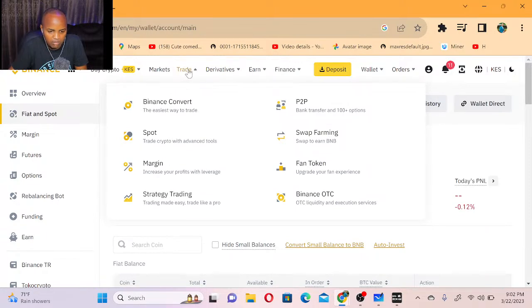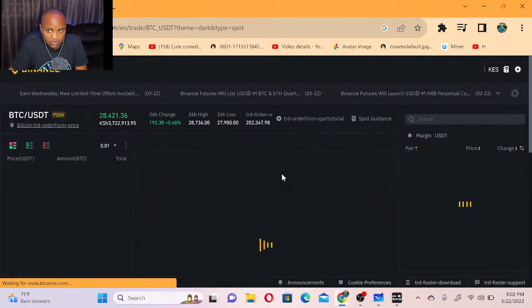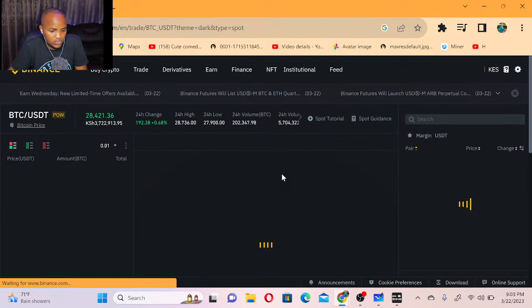Let's see what will happen to Bitcoin actually. Because if the dollar becomes attractive, that means there's a possibility that Bitcoin is going to drop. Is that the case? Let's see that. But remember, 25 basis points are not that much, so they are not going to affect the market so much.